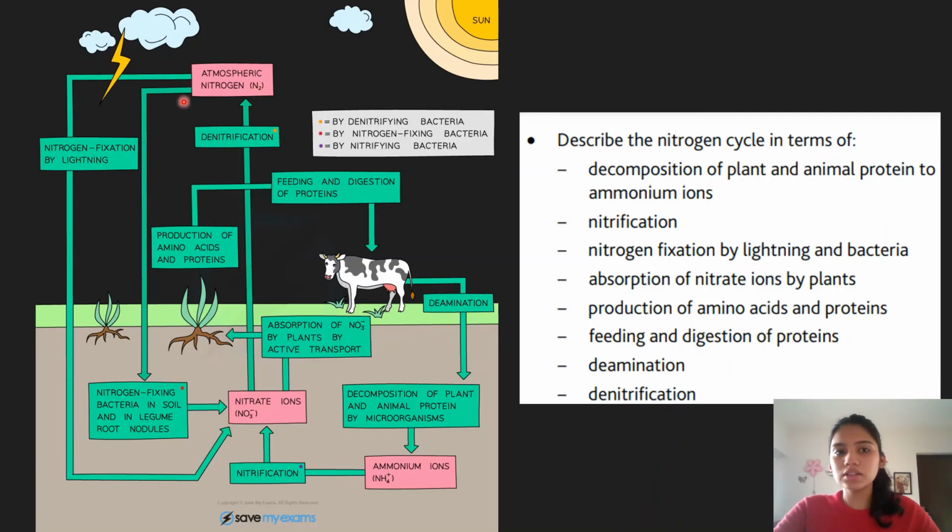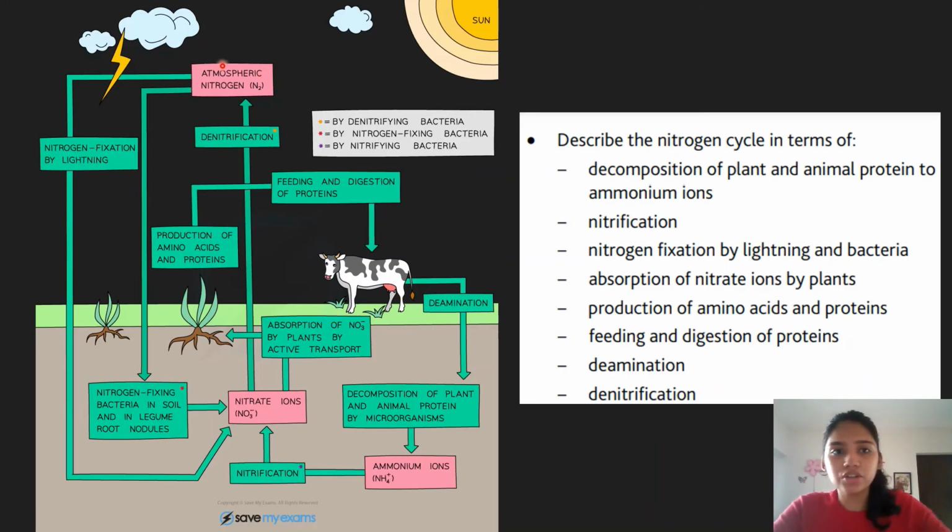So first we're gonna start again with atmospheric nitrogen, N2, nitrogen gas present in the air. So now what is nitrogen fixation? Nitrogen fixation is the conversion of nitrogen gas into nitrate ions. This can happen by two mediums. One is lightning, okay, because there are high temperatures caused by lightning. So nitrogen and oxygen react and form nitrogen dioxide, and then nitrogen fixation occurs. So one is by lightning, and two is by bacteria called nitrogen fixation bacteria.